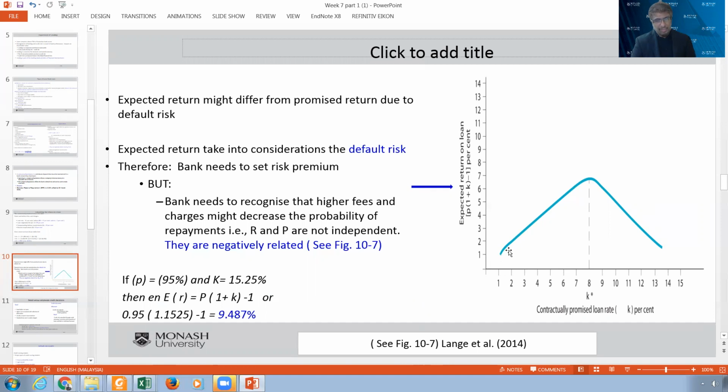Here, you will keep increasing, increasing, until you reach a point here. If you extend and increase the return, then you expect more defaulting. So the probability of payment here will drop and decrease, and your expected rate of return will also drop. So you have to understand this graph from this perspective. In this case, the best you can charge is actually 8%. This is the second technical point.